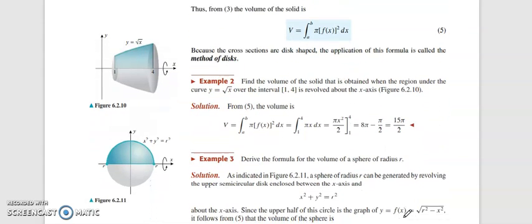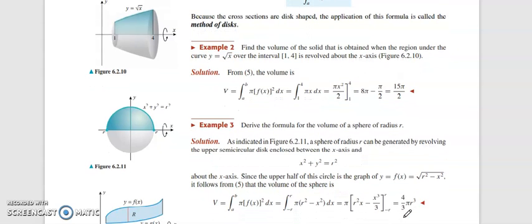And one more problem. The question is to derive the formula for the volume of a sphere of radius r. We saw this first when defining volume of solid of revolution. So if you revolve a semicircle, you will get a sphere of radius r.